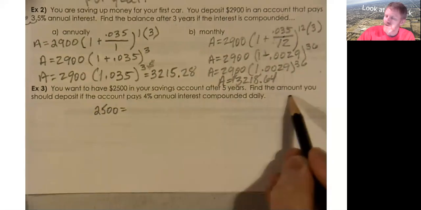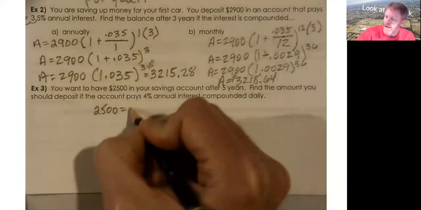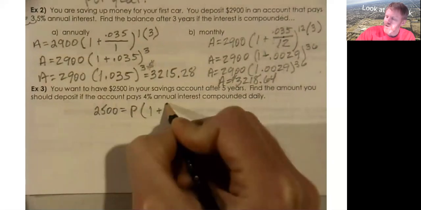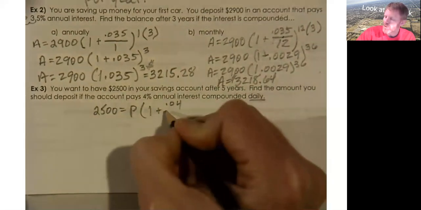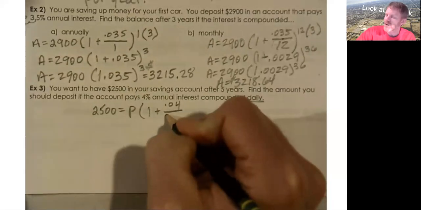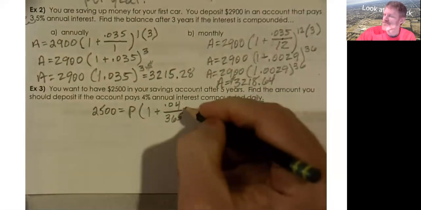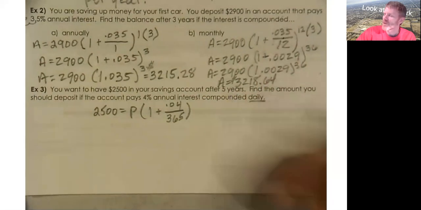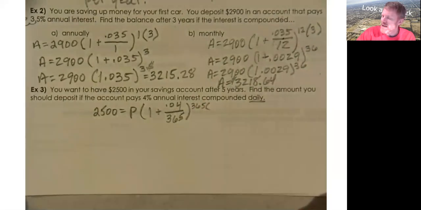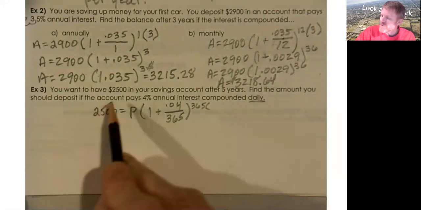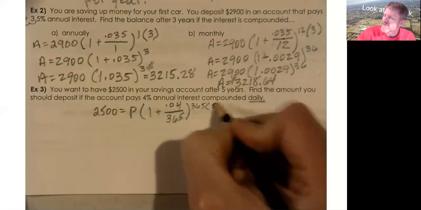In your account, and the amount that you should deposit, that's what we're trying to find. The account is going to pay 4%, so that's 0.04, and it compounds daily. So the number we're going to put underneath the 0.04 is the number of days in a year, which is typically known as 365. So we have 365, and we want to know how this is going to work out. You want to have this much money for 5 years. After 5 years, so we're going to put 5 into our formula.